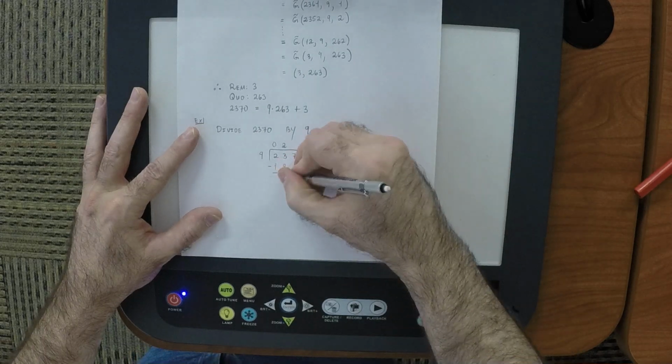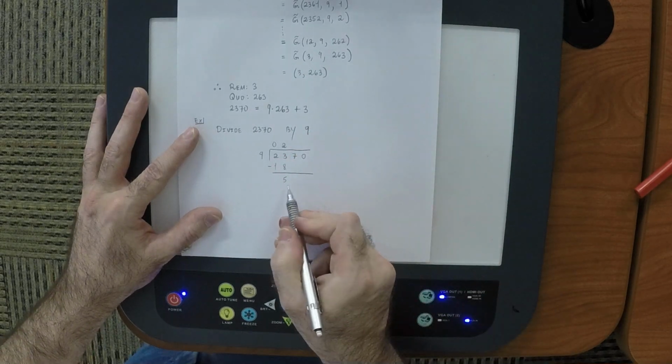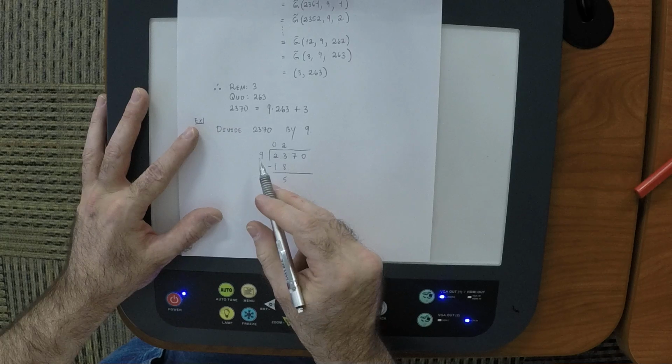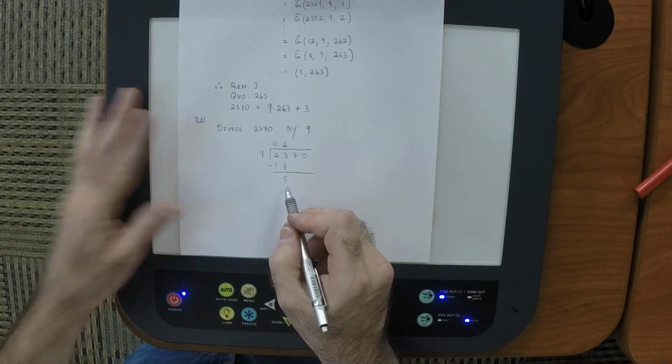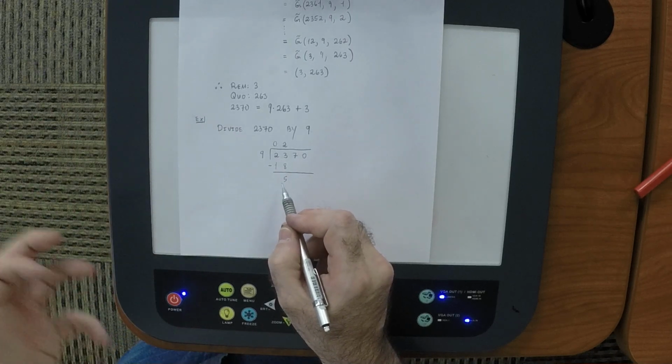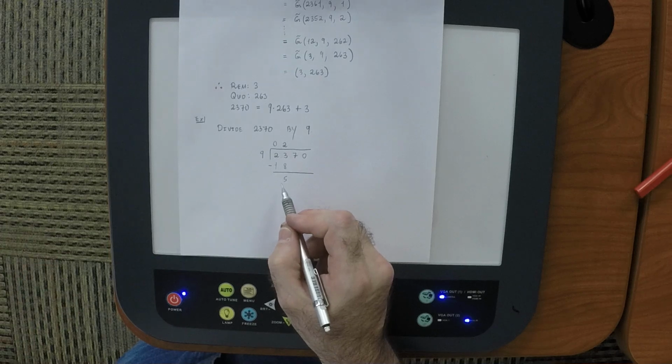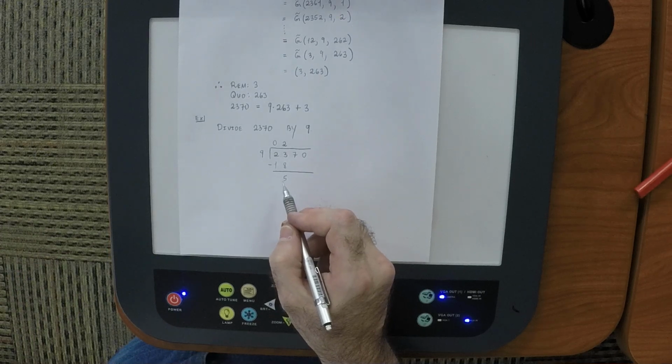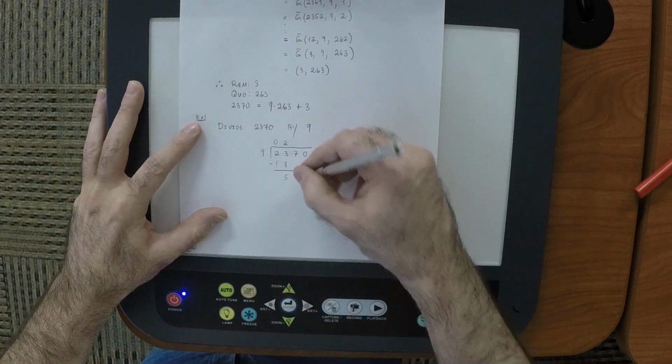And you make the subtraction, and you get a 5. And it's good that we got a 5, because 5 is less than 9. If this number were 9 or greater, that would mean we had made an error, right? Because that would have meant you could have taken another 9. All right. So then now you carry this stuff down.